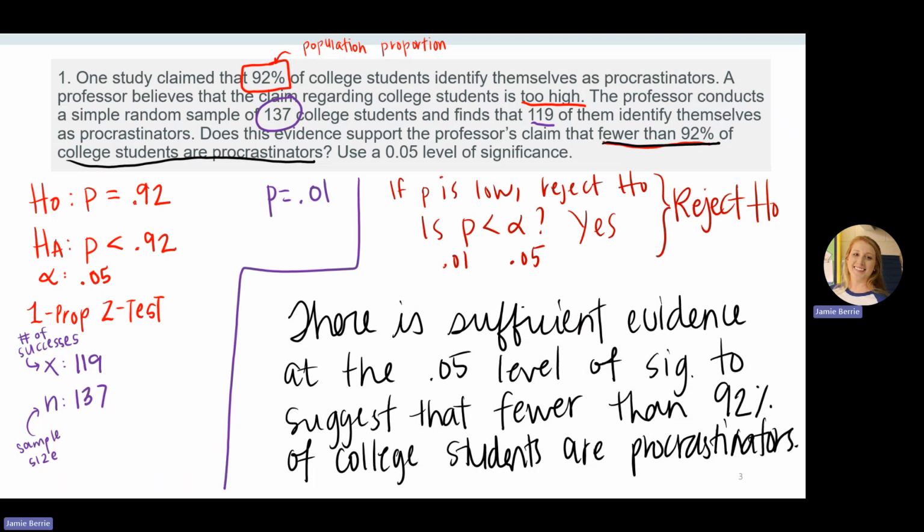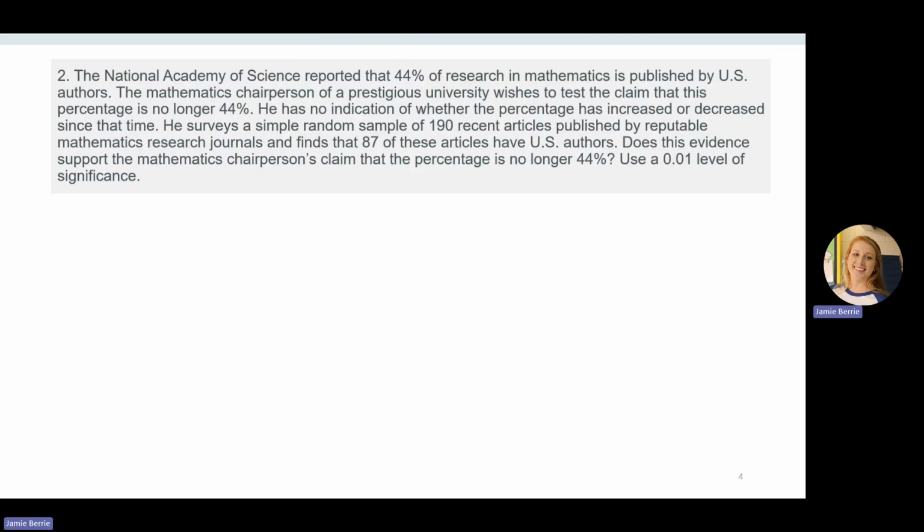So hopefully you're starting to get the hang of this and you feel comfortable with the process and scaffolding this in your head and doing the null and alternative first, write the level of significance, figure out the test type, figure out what do I need to type in, grab the p-value, make a decision.